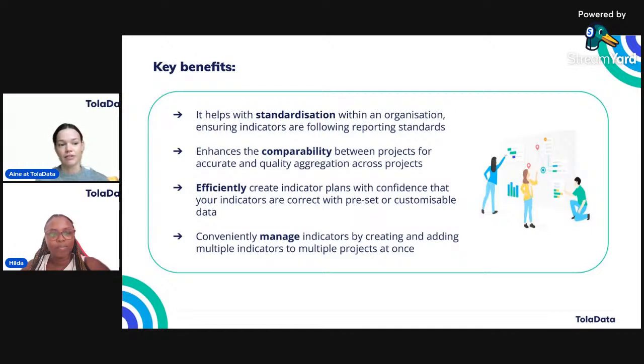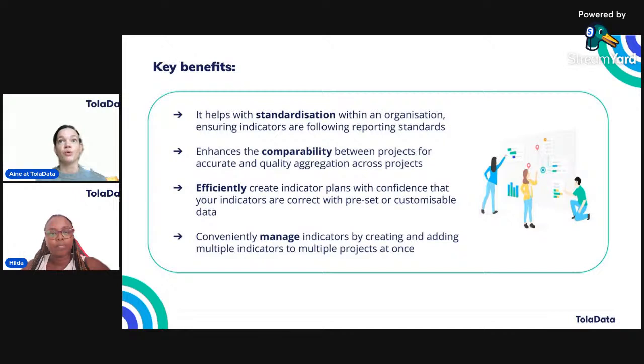The key benefits of the indicator library, of course, it helps with standardization across your organization. So it ensures the indicators are following reporting standards also. If you are an organization, and I know I have worked with some clients before that have different country offices, they're all reporting on the same thing, but there might be slight nuances to how they enter their indicators or indicator numbers, whatever it may be. And this can get quite confusing when you're going to aggregation level, or even our next point here, where it enhances the comparability between projects for accurate and quality aggregation across projects.